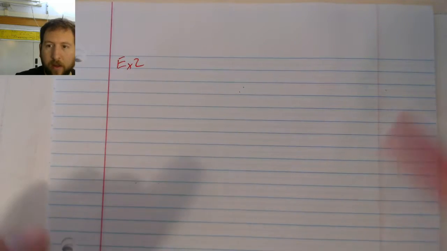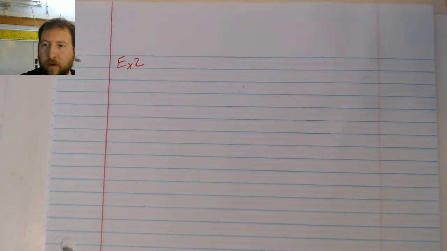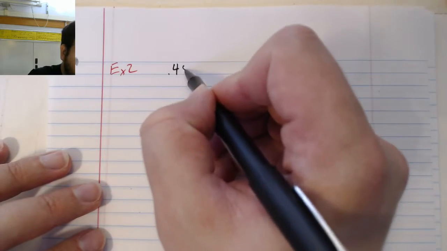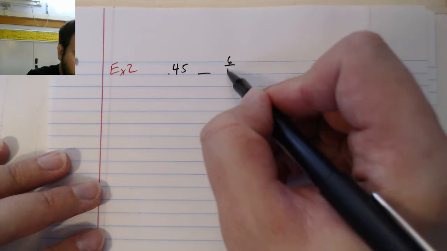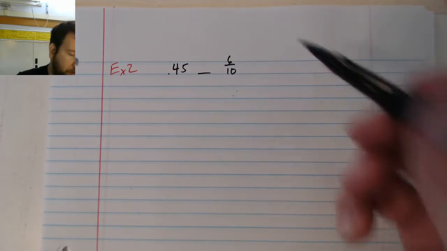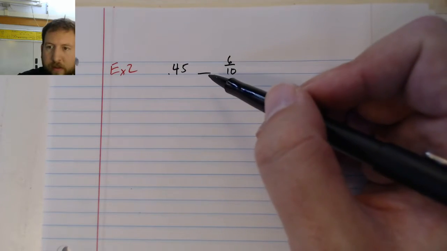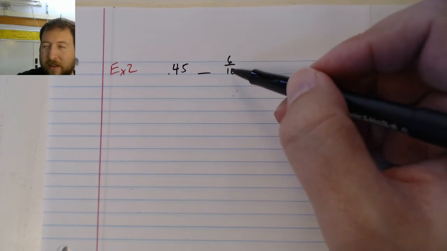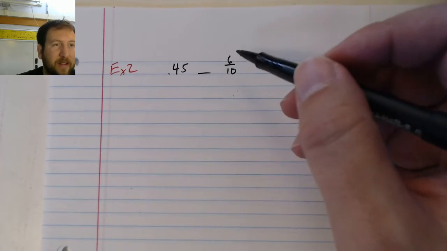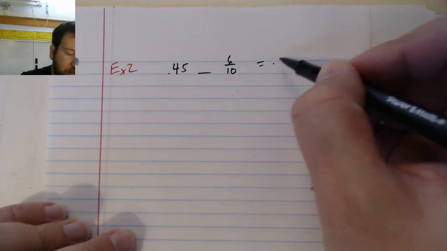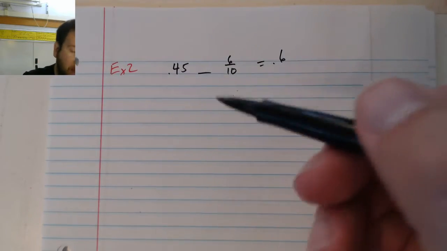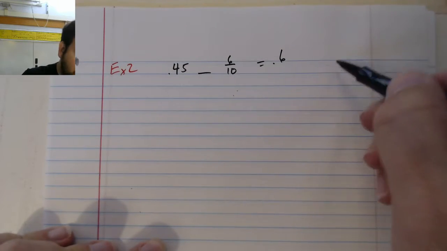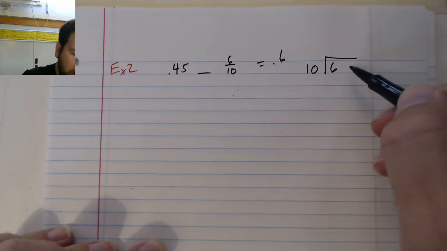Perfect. Example 2, and we are going to compare 0.45 and 6/10. Now, for me, I think the easiest way to do this is to turn this into a decimal. And even when I say this, I can kind of even hear it. 6/10, which I can write as 6/10, which is the same thing. I can also divide, if I like, by putting my 6 inside and my 10 outside.